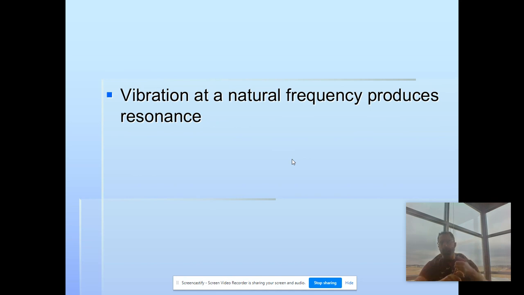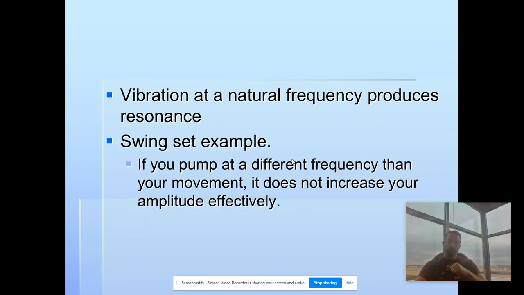Grace looked at that, right, with the video she did for the first semester project. She looked at natural frequencies and tried to break a glass with her voice and all that kind of stuff. That was all natural frequency stuff. So the swing set example we already talked about.